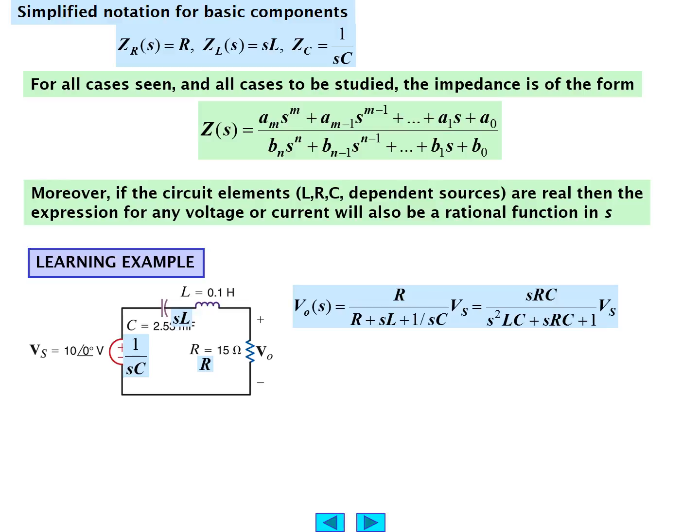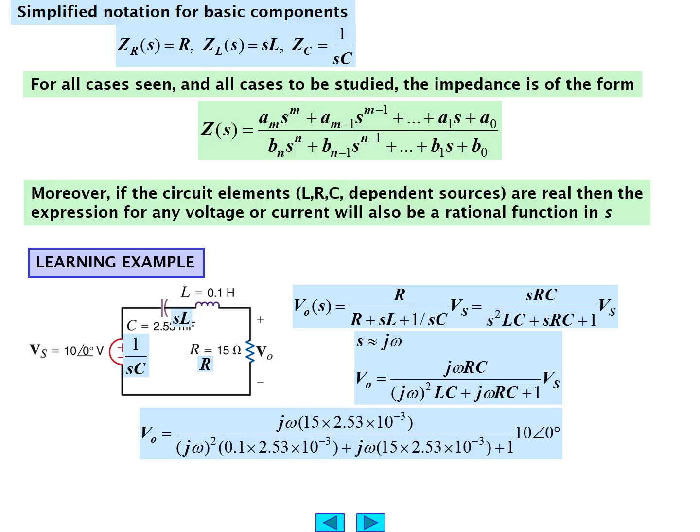We can now rationalize this equation by multiplying top and bottom by sC to clear out the fraction. So the numerator becomes sRC, the denominator becomes s squared LC plus sRC plus 1, times V_S. When we've done steady-state AC problems, s was actually j omega, and it can remain that too. We can make a substitution at any point, and therefore we get V_0 is equal to j omega RC divided by the quantity (j omega) squared times LC plus j omega RC plus 1, times V_S.